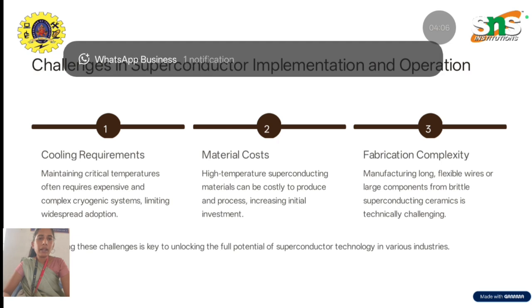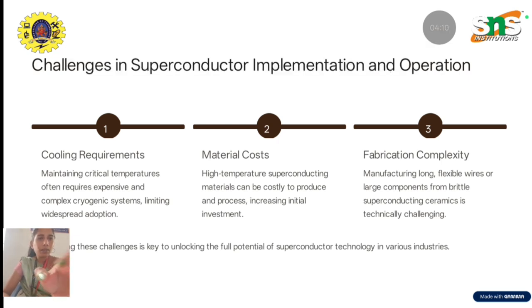Next one is material requirements, and then fabrication complexity. The second one is material cost. High temperature superconducting materials can be costly to produce and process, increasing the initial investment. That is the material cost. And then fabrication: manufacturing long flexible wires or large components from brittle superconducting ceramics is technically challenging.